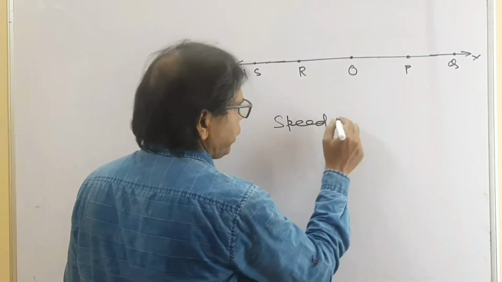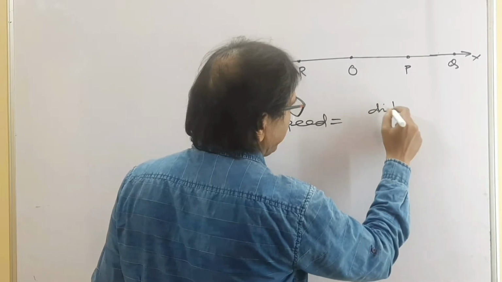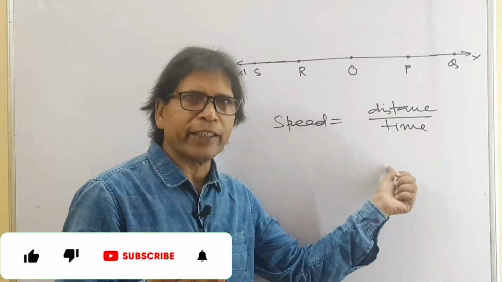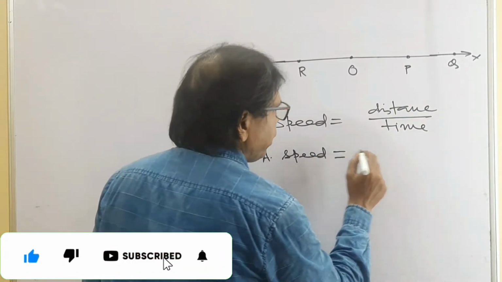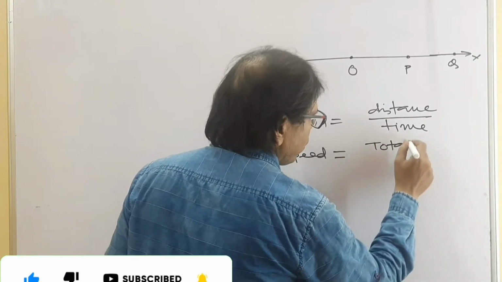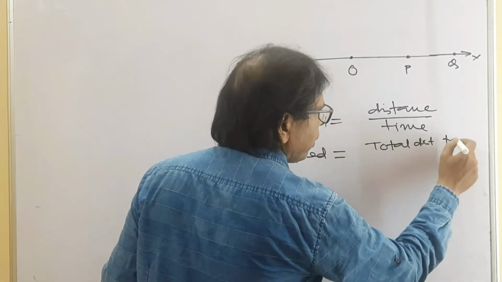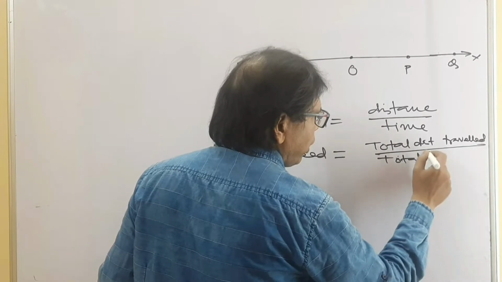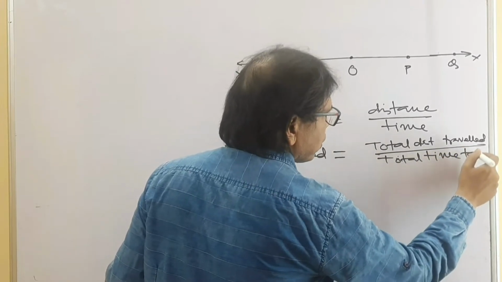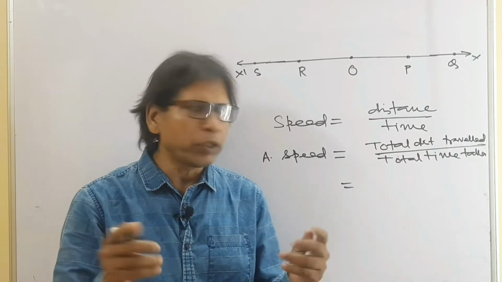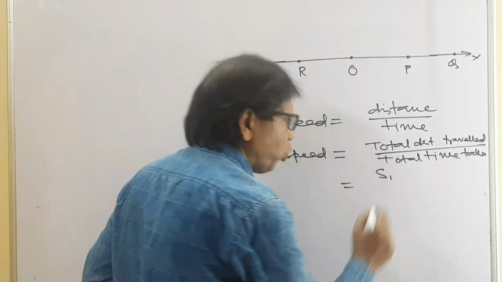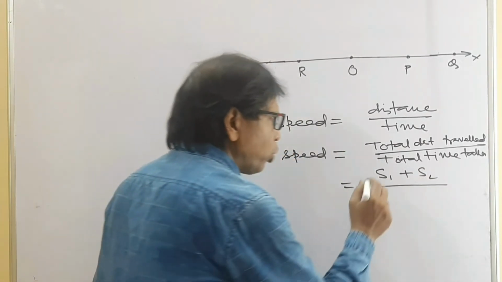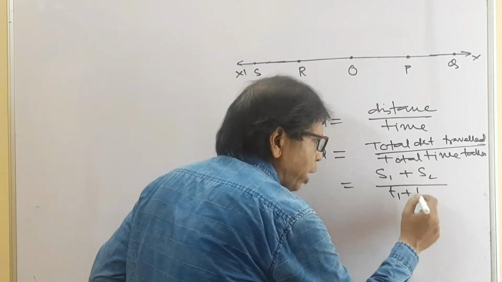Now speed. Speed is the distance divided by time. It is a scalar quantity and its unit is meter per second. Now average speed. Average speed means total distance traveled divided by total time taken. Suppose a particle moves s1 distance in time t1 and s2 distance in time t2, then average speed is the total distance traveled divided by total time taken.